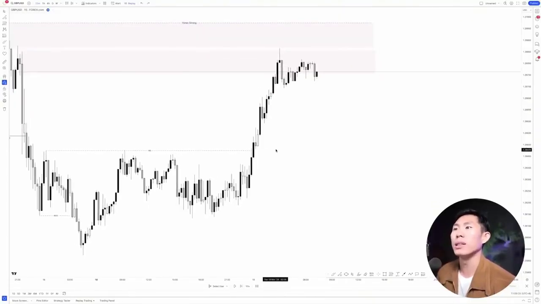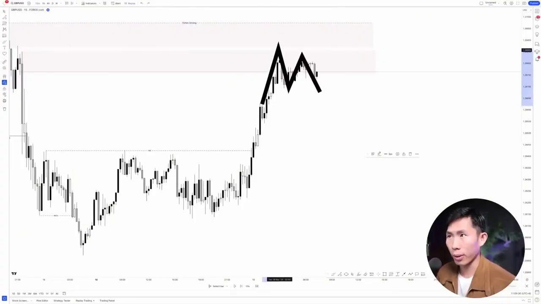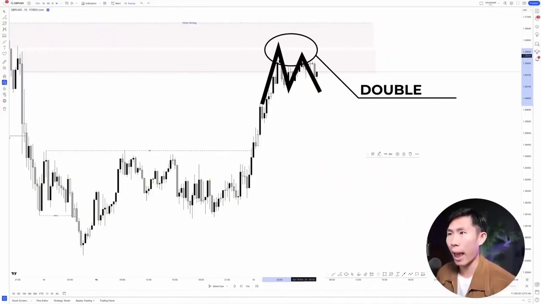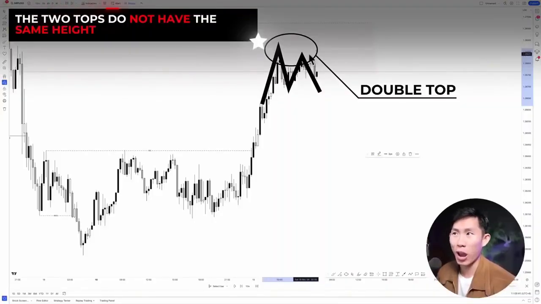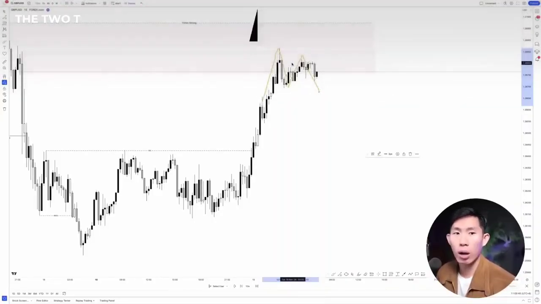We have a double top, right? So if you look at this, we got price reacting from the supply zone, pull back, and then goes up there, reacts from this supply zone again, and then starts coming down right here, right? So there is actually a double top, and remember, with a double top, the two tops do not have to be the same height, okay? So you can have one that is higher than the other. It is still counted as a double top.